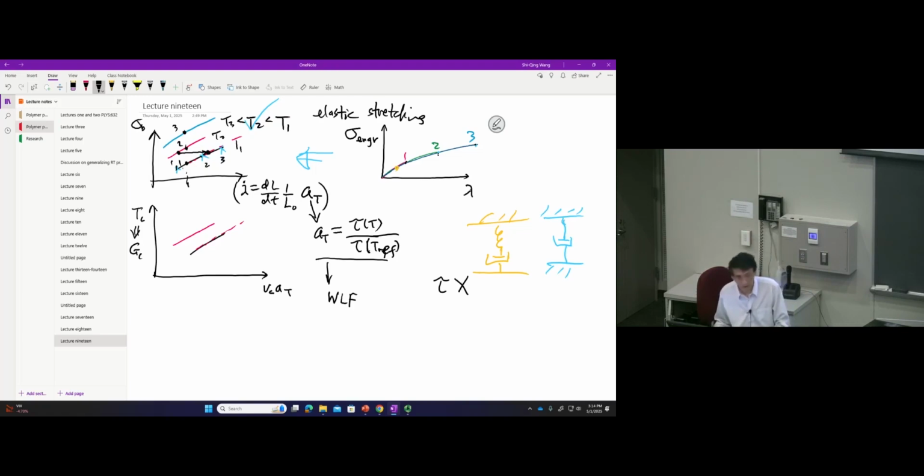Even though you can no longer define a relaxation time, you know why you are not picking up any rate dependence? For example, the relaxation is too fast. The relaxation time exists except you are not accessing it. It's too fast, for example.